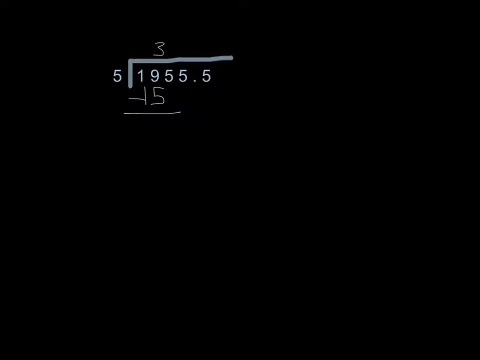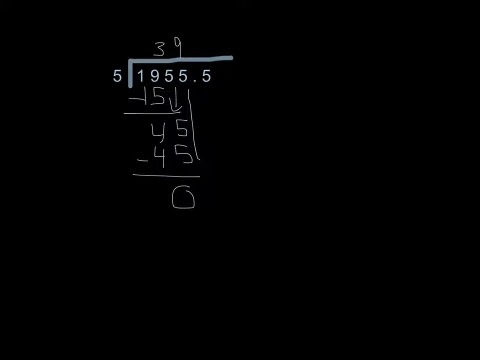We have to subtract that. And bring down the 5. How many times does 5 go into 45? And that's 9 times. 9 times 5 equals 45. So then we have to subtract that.